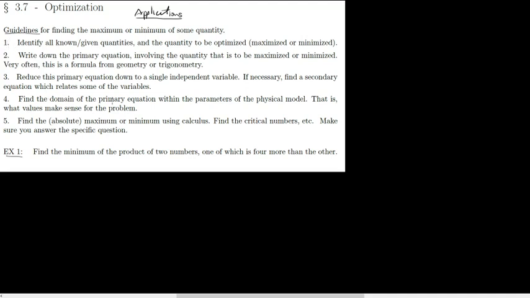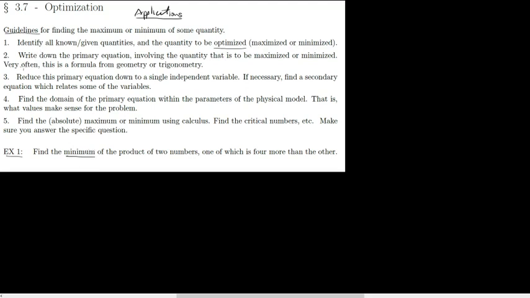First thing you want to do is, of course, make sure you read the problem, make sure you understand it, and identify all the known or given quantities, and then the quantity that we're actually trying to find, and optimize. So in some problems it might be to find the minimum, in other problems it might be to find the maximum. And in example one, of course, it says to find the minimum. So it's always going to be one or the other. In the questions, it's going to be clear whether you want a minimum or a maximum.